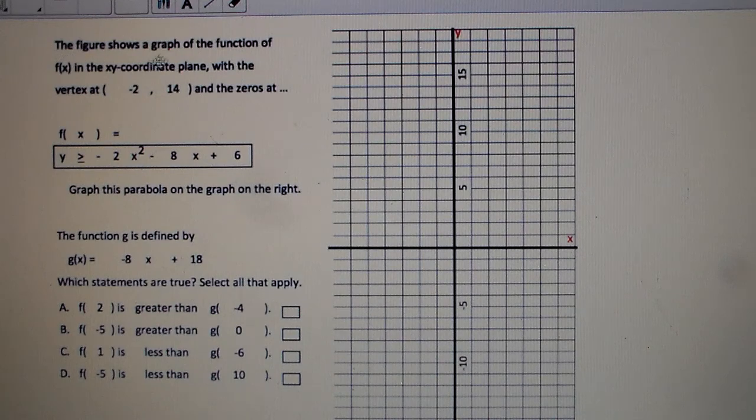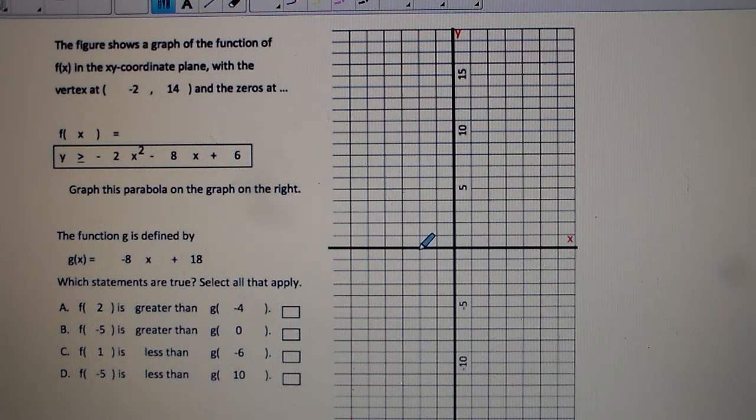So the figure shows a graph of the function f of x in the xy coordinate plane with the vertex at -2, 14 and the zeros of that function, where it crosses the x-axis. So f of x, here's our equation, y is greater than or equal to -2x squared minus 8x plus 6. So let's first graph this equation, because if it's not graphed, it's probably a good idea to graph it.